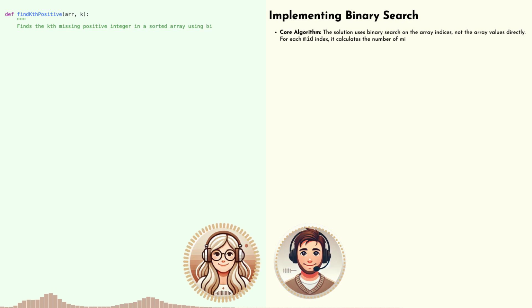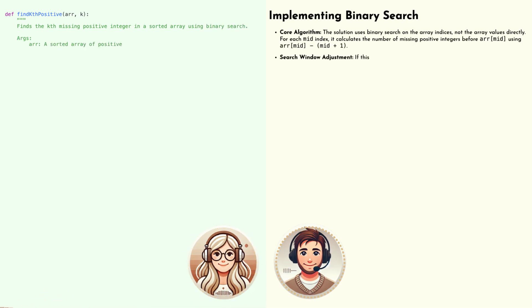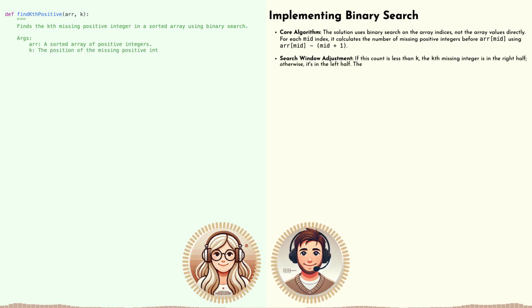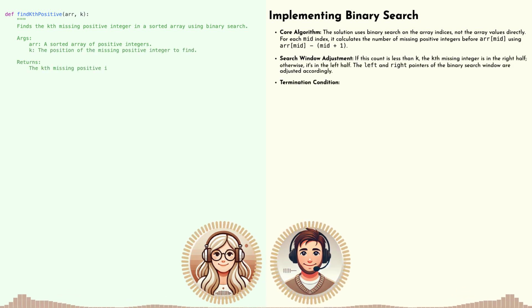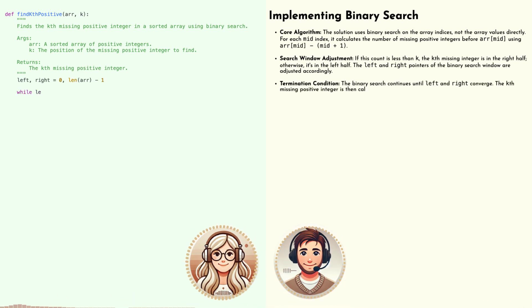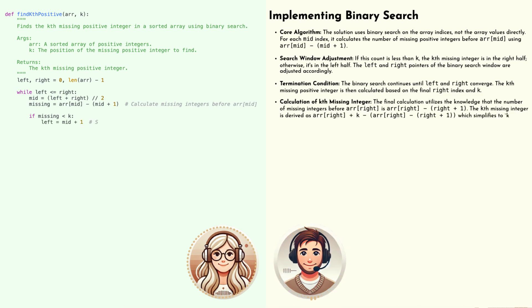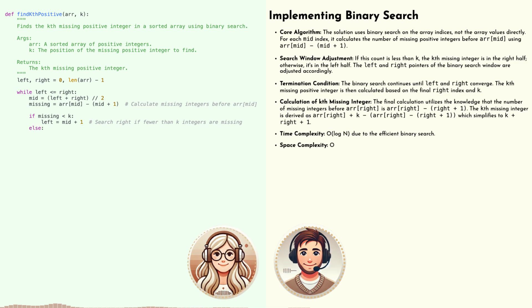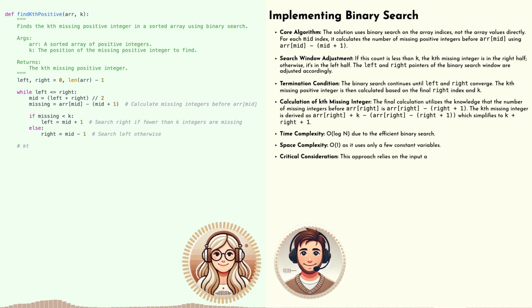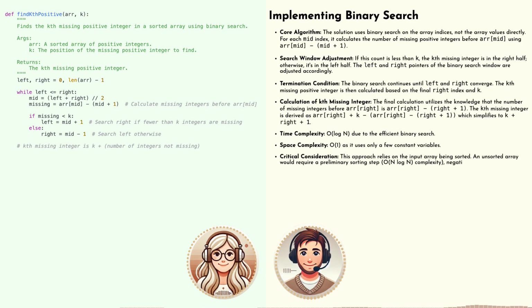How do we actually do that with binary search? Let's go back to our first example with the array 2, 3, 4, 7, 11, and k being 5. Remember, we're not searching for the number 9. We're searching for the position where we've already encountered 5 missing numbers, because the fifth missing number will be the one right after that position. Just like regular binary search, we start with 2 pointers, left and right, initially pointing to the beginning and end of the array. In our example, left would be at index 0, pointing to the number 2.